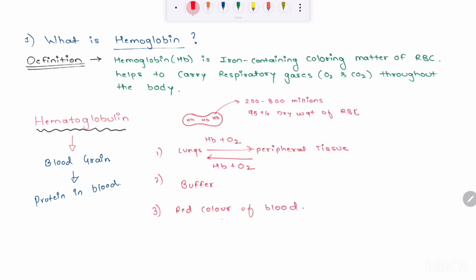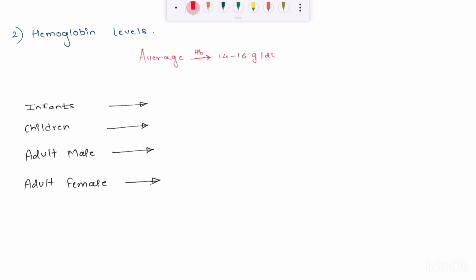The next point of discussion is the normal content of hemoglobin in the blood, or hemoglobin levels. On average, the hemoglobin level in the blood is around 14 to 16 grams per deciliter. But this value varies depending upon the age and sex of an individual. So for infants, the value is about 17 to 22 grams per deciliter. For children, it's around 11 to 13 grams per deciliter.